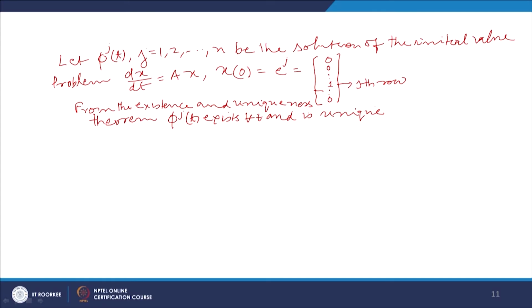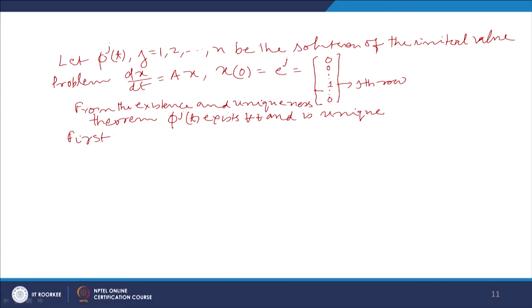So, if we can show that these n functions phi j t form a basis for the vector space B, then the dimension of B will be equal to n. From the existence and uniqueness theorem, it follows that phi j t exists and is unique. Now, first we show that these n functions phi j t are linearly independent.